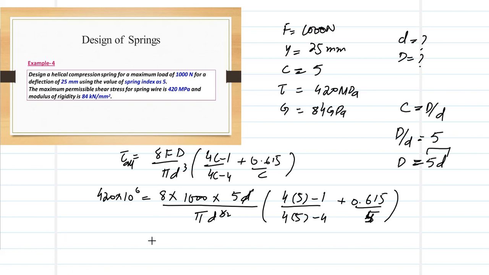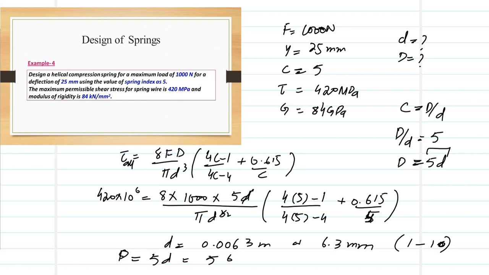So if you solve this for small d, I'm just writing a direct value, you can also solve it. So d will approximately come out to be 0.0063 meters, or 6.3 millimeters. See, this value generally ranges from 1 to 10; wire diameter generally varies from 1 to 10. Clear? So if C and small d are known, then you can also find the capital D, which is 5 times the wire diameter. So 5 times 6.3 is approximately 31.5 millimeters.